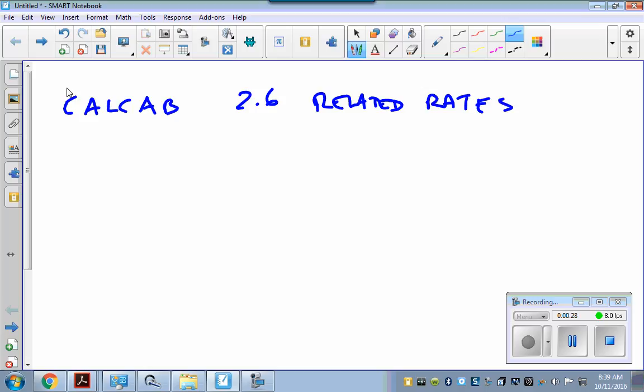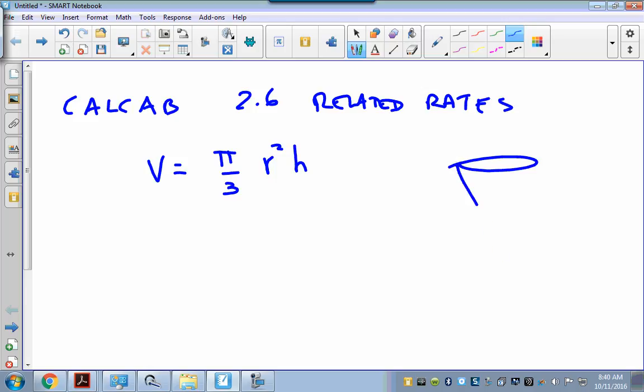So the section starts with the formula for the volume of a cone. You would not be expected to remember this. It is given to you in any problem that you would need it. Let's suppose that we have a cone and the radius of the cone and the height of the cone are both changing. So maybe the cone is getting bigger around and shallower.